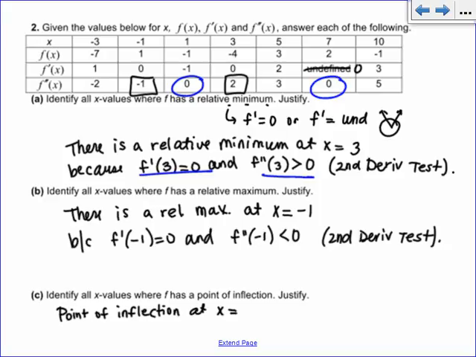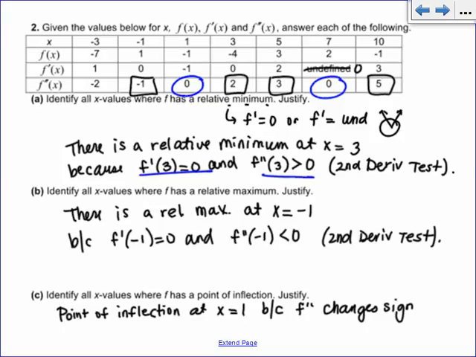At x equals 1, because f double prime changes sign. That's all you need to say. All right, but what about at x equals 7? Does it change sign? 3 to 5, right? No, those are both positive. So it means it was concave up and then concave up again. So this one's a no. So that's the only place.